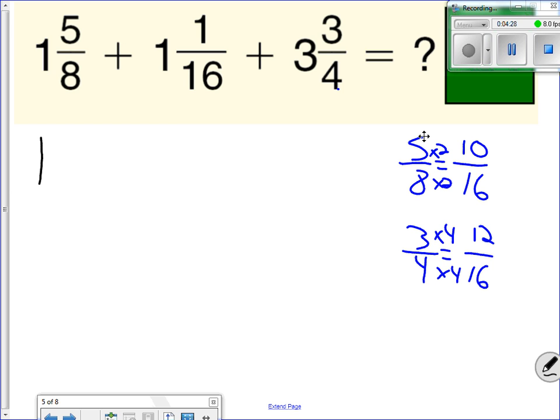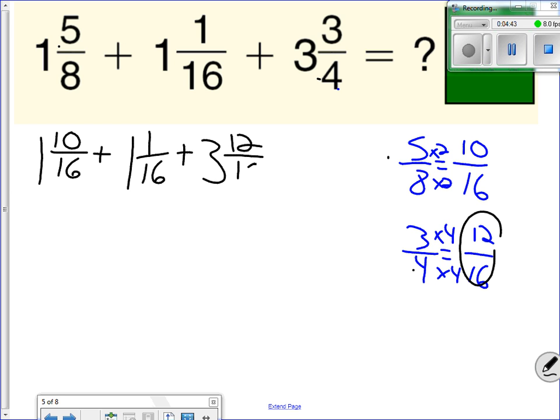I have 1 and 5/8, which is 10/16 now, plus 1 and 1/16. I can keep that one the same. 3/4 changes into 12/16, so I have 3 and 12/16. Right, kids? Now I can add these up. I'm going to change colors again. Go to green. 1, 2, so we have a 5. Now I'm going to add up this 10 plus 1 is 11, plus 12, so 11 plus 12 gives me 23 over 16.